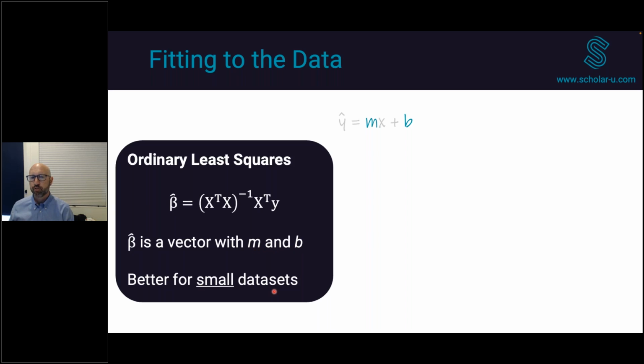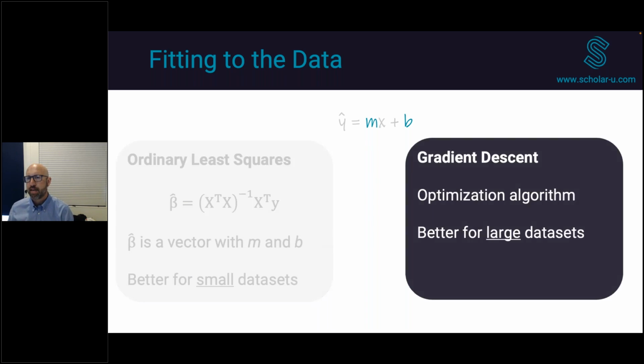And this is used for small data sets. Again, you don't need to right now understand how this works. Just know that there's a way of doing this. And all the tools like Excel, Google Sheets, Python, etc., they have this implemented underneath the hood, and we're going to use that to be able to figure out the best m and b that fits to our data.